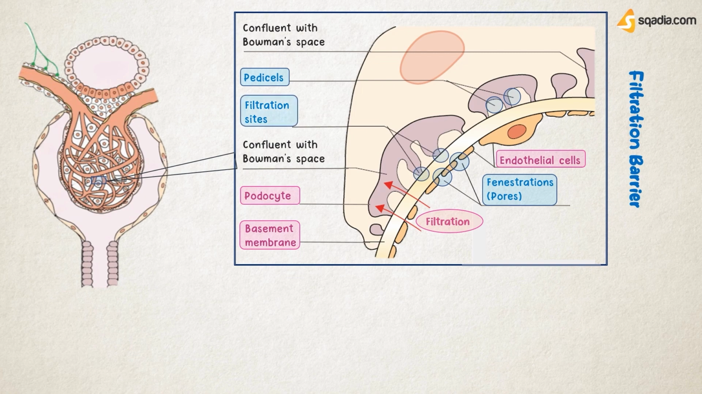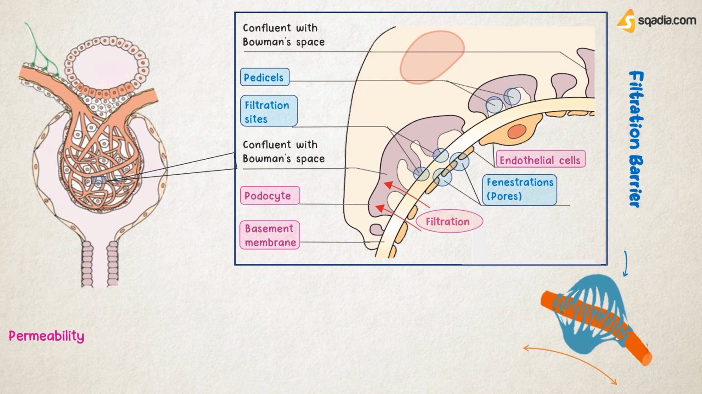So these podocytes actually wrap around the basement membrane through their foot processes or pedicels. Now, as you can see in this diagram, it appears as an octopus that wraps around the capillary membrane through its foot processes around the length of the membrane.